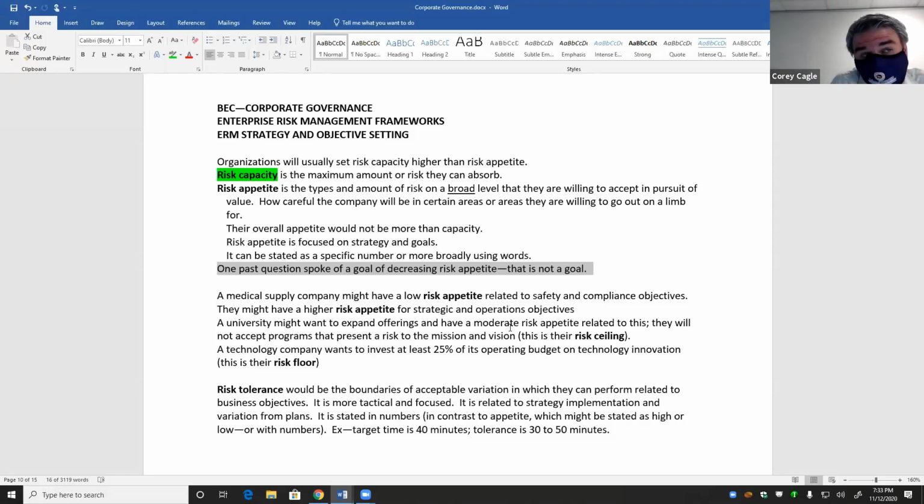Yeah, I have a question. Okay. So risk capacity, risk appetite. Same thing, you know? I mean, risk appetite is the maximum that they're willing to accept, and risk capacity is the maximum they can absorb. You know what I'm saying? Yeah, it's close, it's not the same. It's hard to keep them straight.